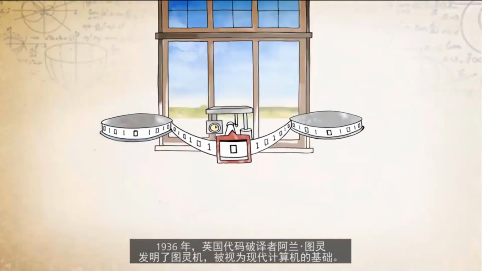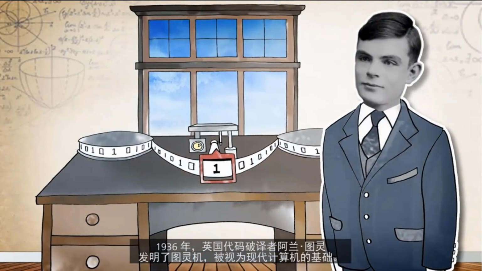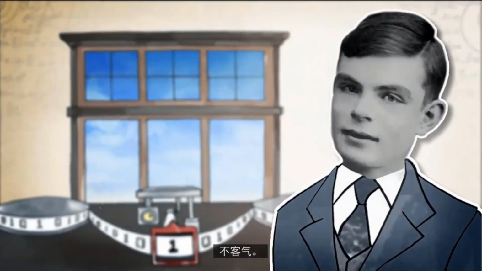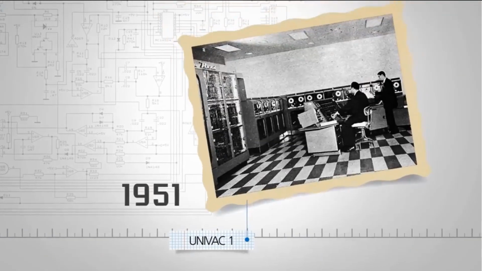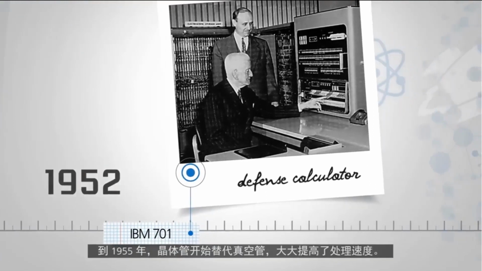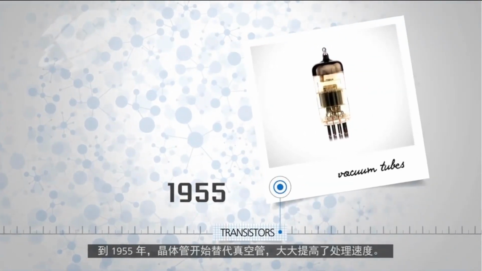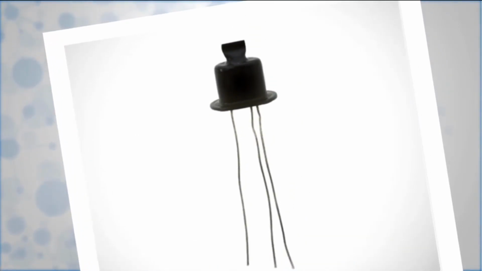In 1936, British codebreaker Alan Turing invents the Turing machine, which becomes the basis for the modern computer. Through the late 40s and early 50s, mainframe computing is introduced and goes commercial. And by 1955, transistors start replacing vacuum tubes, exponentially accelerating processing speed.